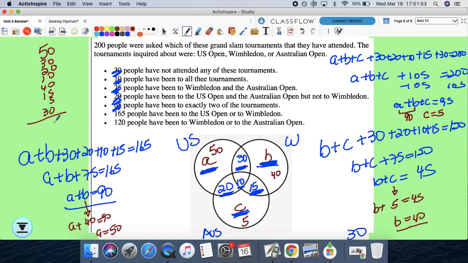So 5 and 5 is 10, carry 1. 5, 10, 11, 12, 13, and 7 is 200. Oh, look at that. I actually did it right. Okay, so the tricky part was these two, and not having the word only. That was the tricky part of this question.